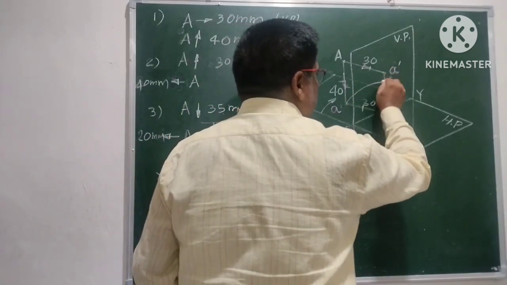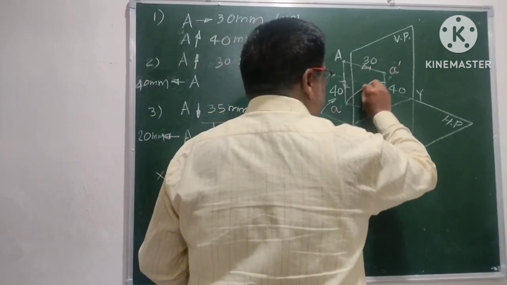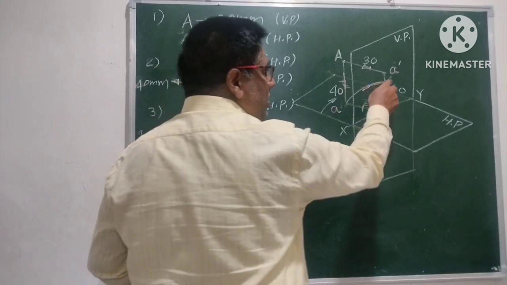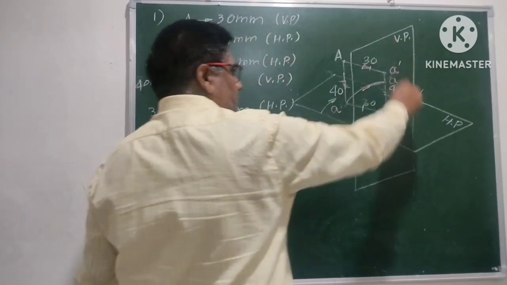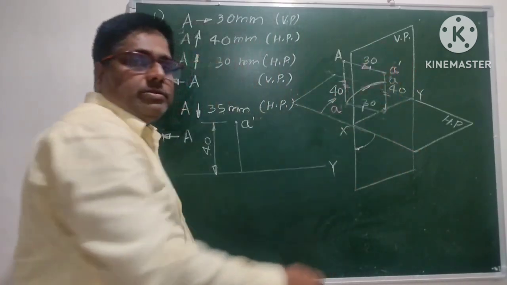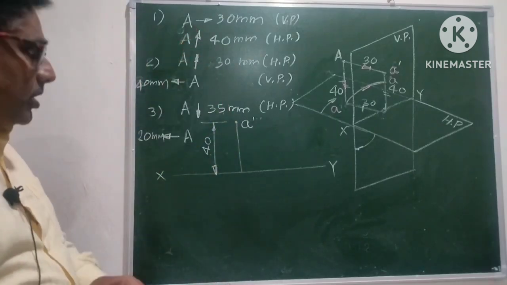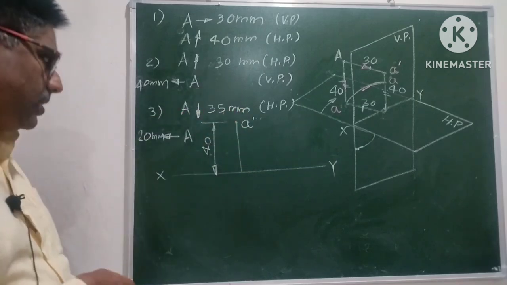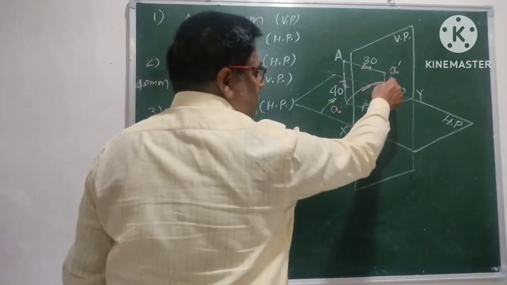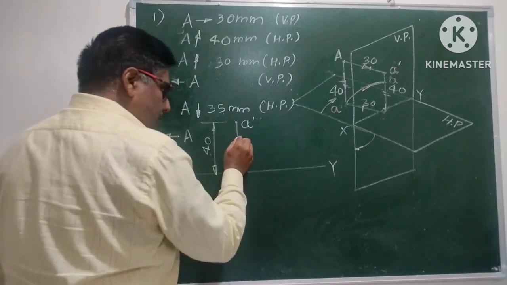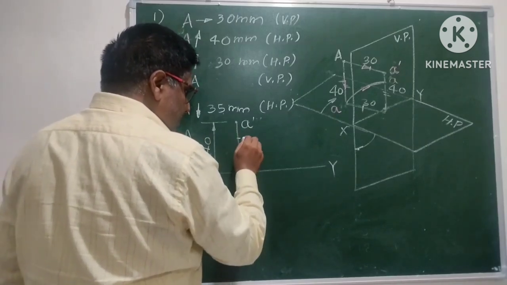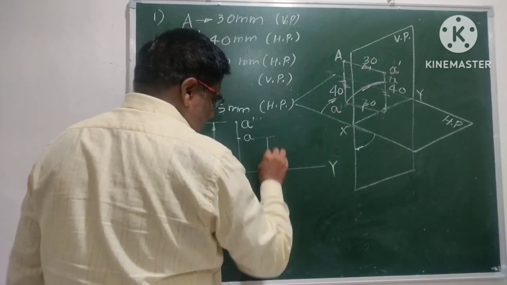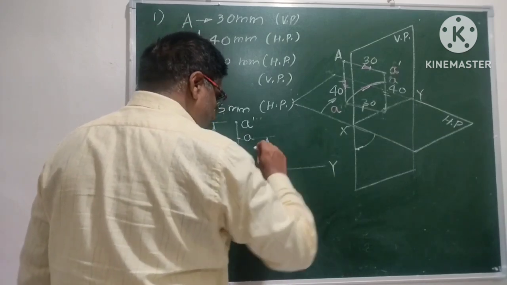After rotation, this distance will become vertical, and this top view will come here. Front view and top view will lie on the same vertical line, but on the same side of the xy line. Therefore, where should this top view be? It will be at 30 mm distance from the xy line.